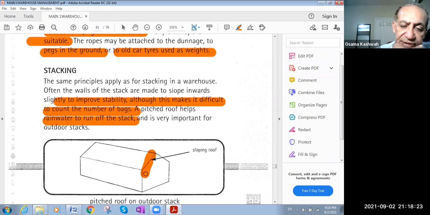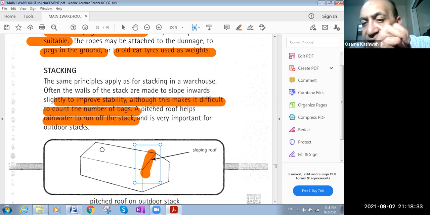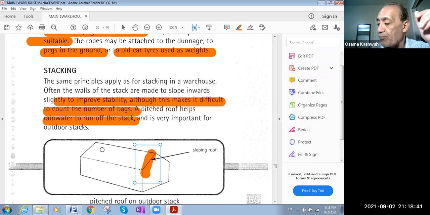This is a pitched roof, which looks like an inverted V, not a V, an inverted V, and all of us know this kind. So this can get rid of the rain very easily. That's fine.